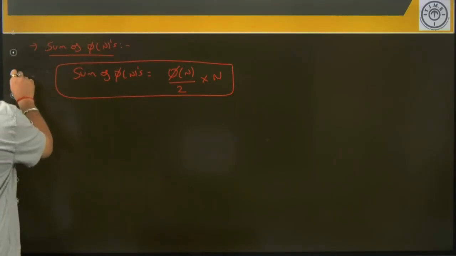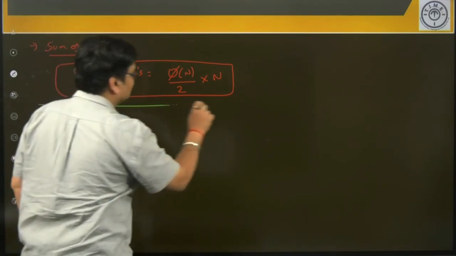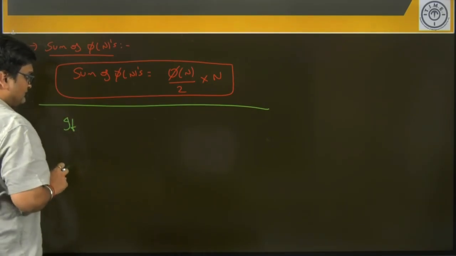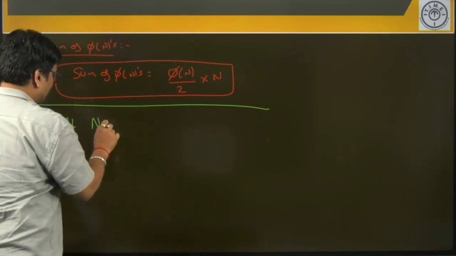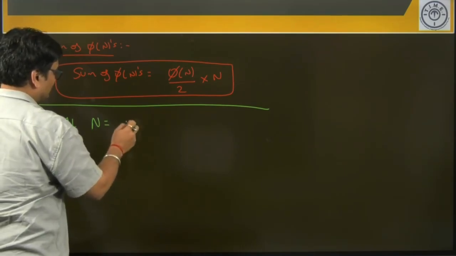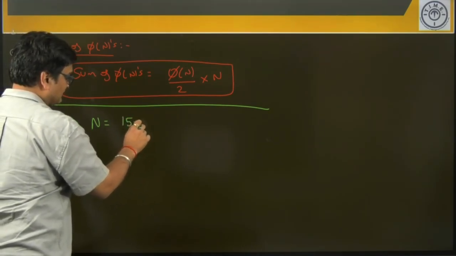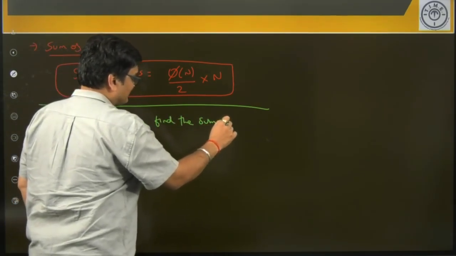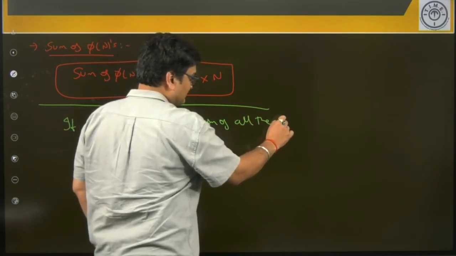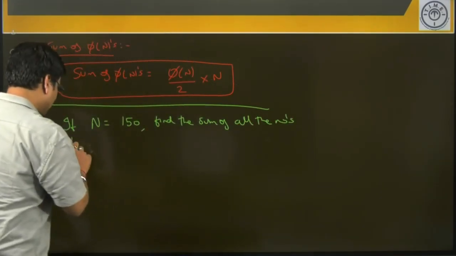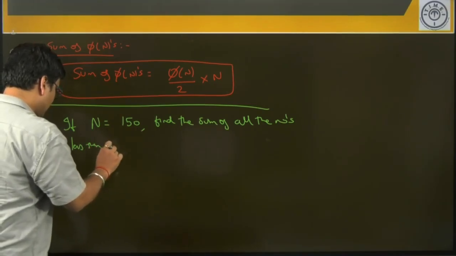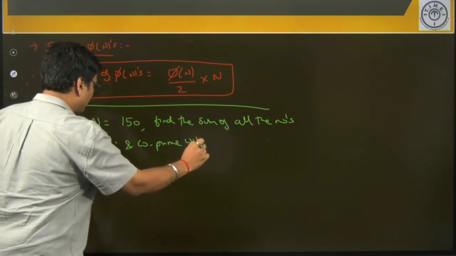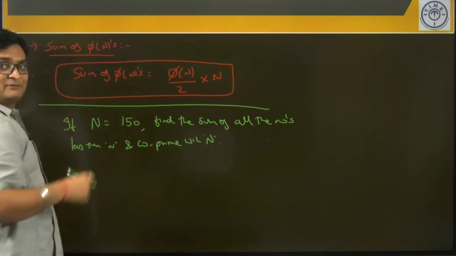A small example from this could be, please look at this question. If n is equal to 150, find the sum of all the numbers less than n and co-prime with n. So he is asking us this sum of phi of n numbers.